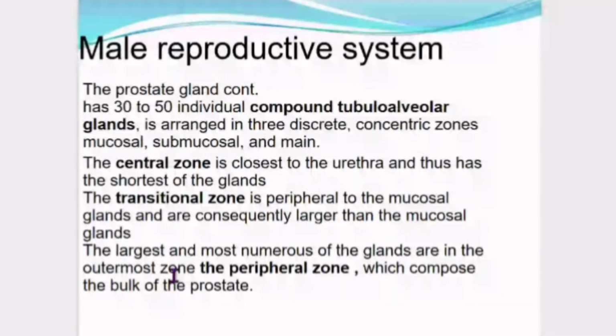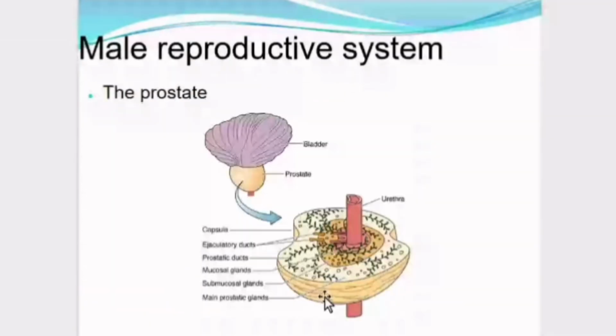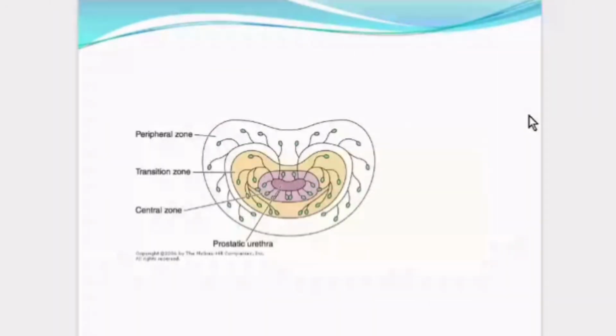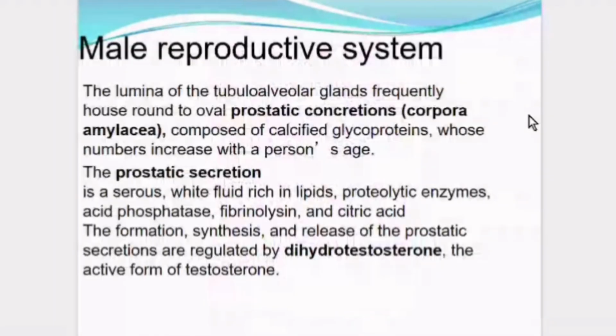So things to remember about this, okay. So this is the central zone, your transitional zone, and your outer peripheral zone. Things to remember is that your central zone is more prone to benign prostatic hyperplasia and compression of the urethra as compared to the outer part. And then the peripheral zone is more prone to prostate cancer, which is an adenocarcinoma. Done.